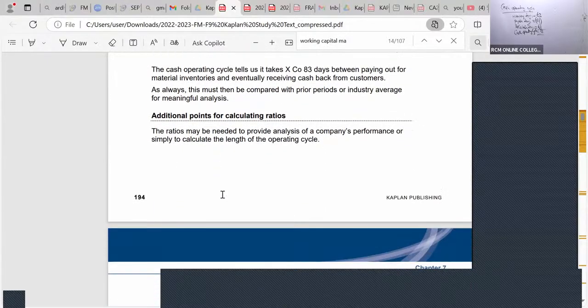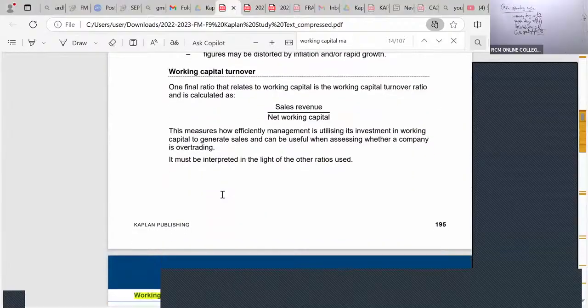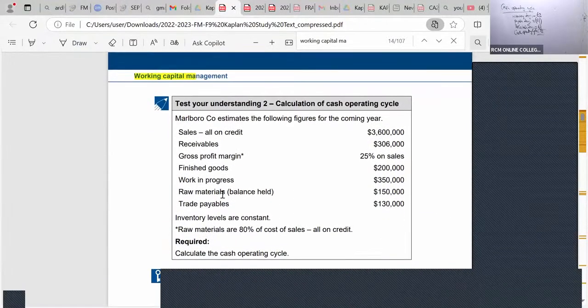Now we are progressing. I'm now taking you a little bit higher. So now look at this one here. Test your understanding: calculation of cash operating cycle. You're told here, Marlboro company estimates the following figures for the coming year. We have sales, all are on credit, very good. We have receivables, gross profit margin, finished goods, work in progress, raw materials balance held, trade payables. Inventory levels are constant. Raw materials are 80% of cost of sales and all are on credit.